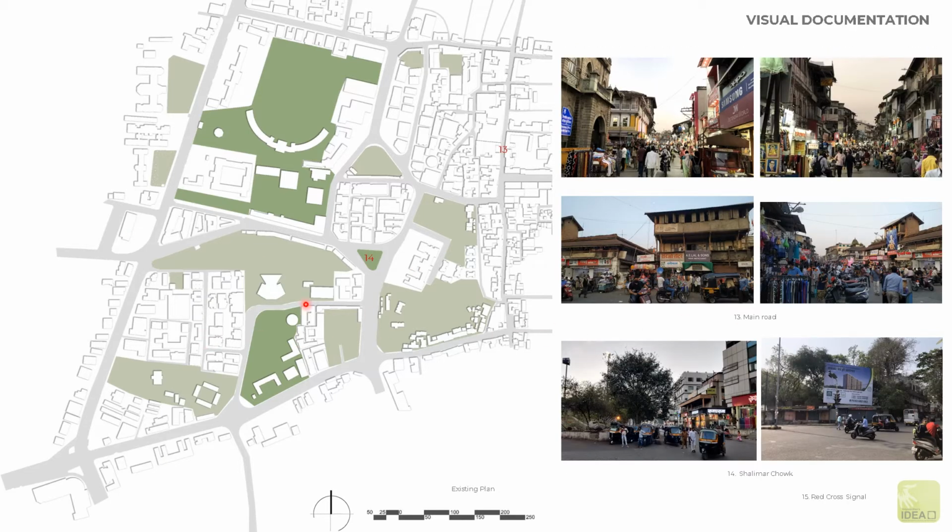The first major street of Nasik, the main road, has now become a shopping area. The street is used by people from the city and surrounding villages. The entire street has commercials on the ground and residential above. Most of these buildings today have significant heritage value.